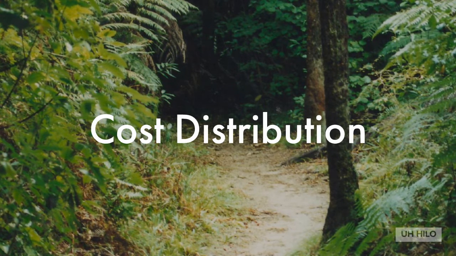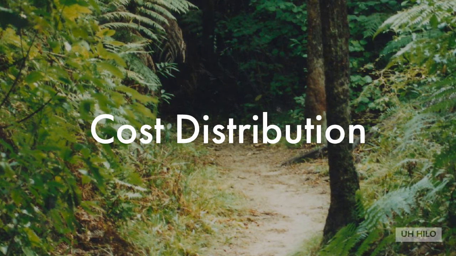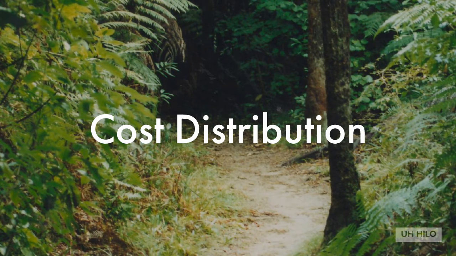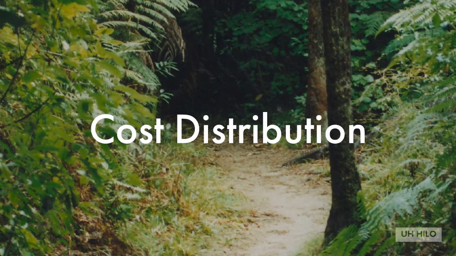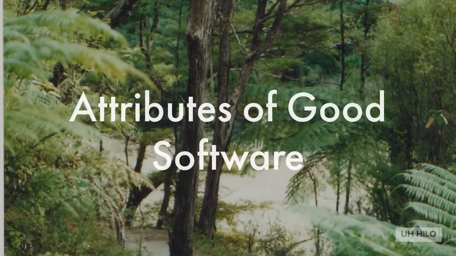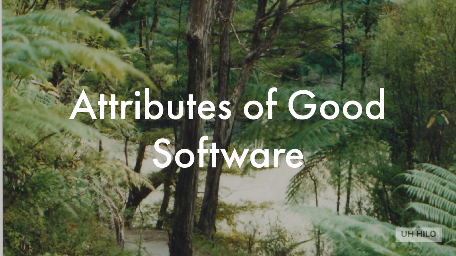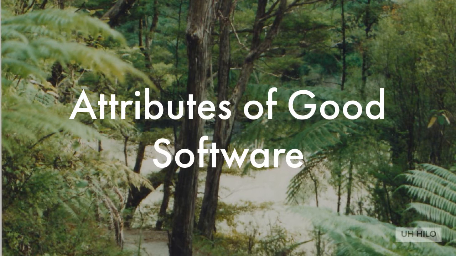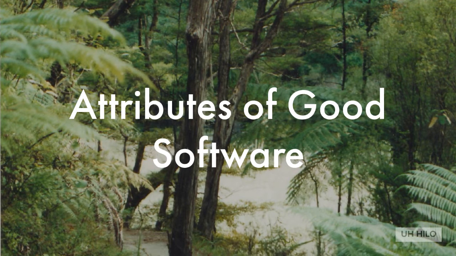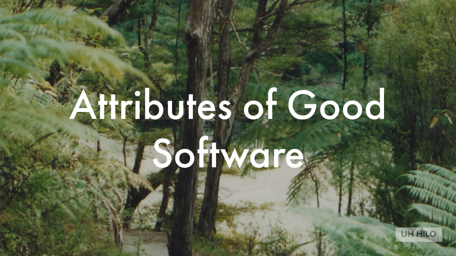The distribution of costs also depends on the development model that you're using. Some models put a large portion of the cost up front, for example, formal methods, while others, such as Agile or the waterfall method, put the cost at the back end. First and foremost, software should deliver the required functionality and performance to the user. It should also have maintainability, that is, it must evolve to meet changing needs.